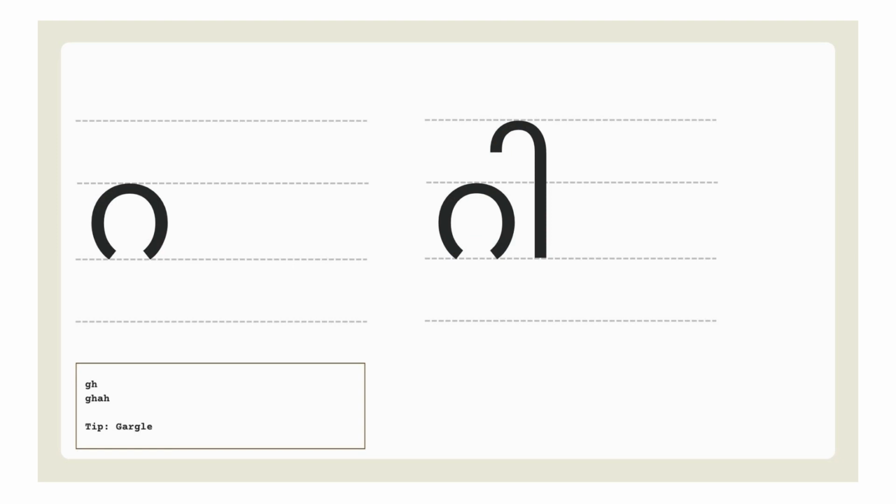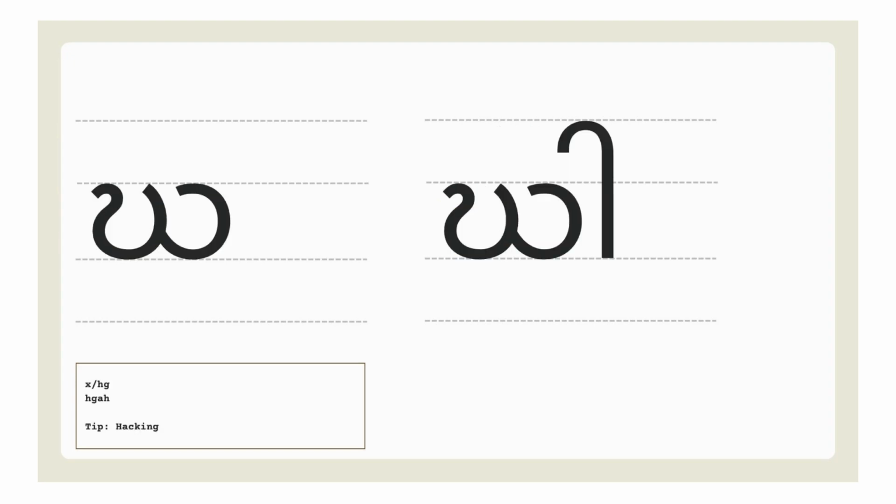Let's try La. We start from the bottom left hand side and then we draw around. This is easy. From the bottom left hand side to the right hand side we come around. With the vowel, we start from the top, write the curve and drop straight down. That's La and La.